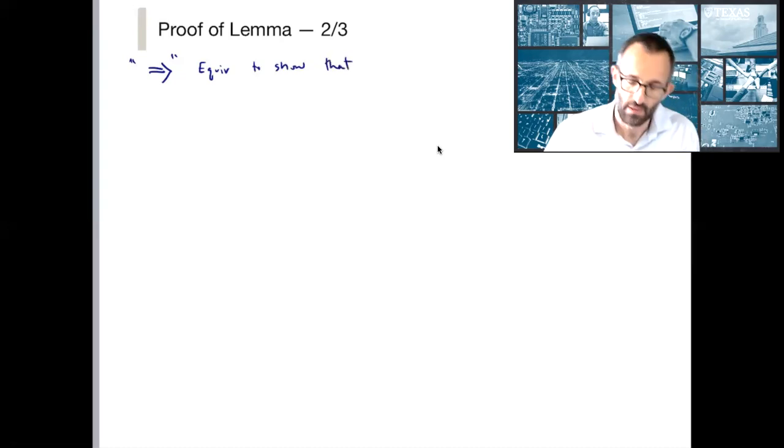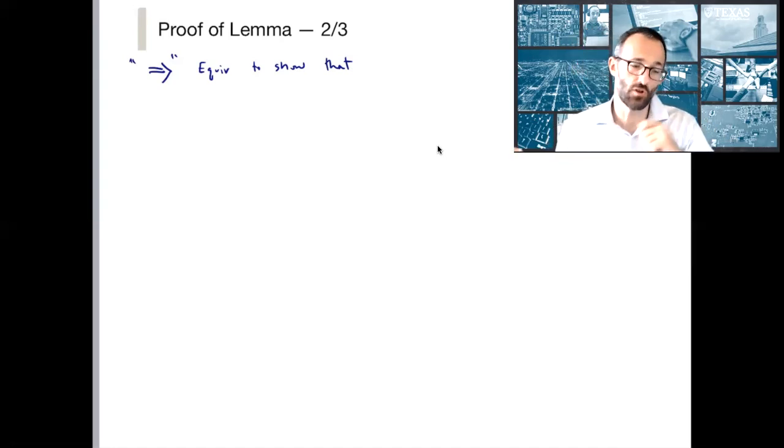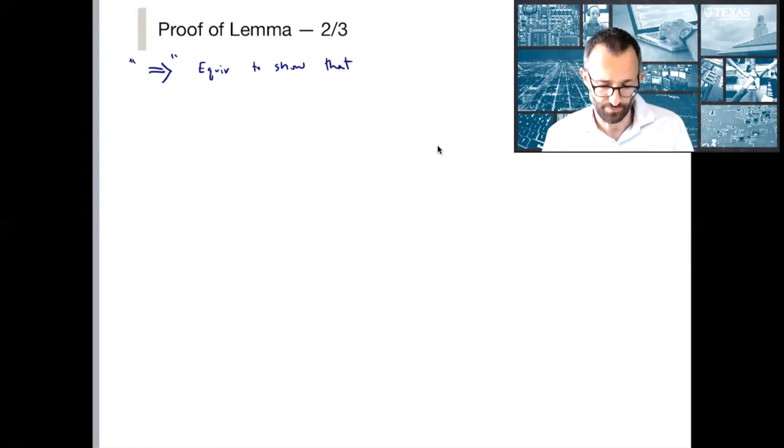So it's equivalent to show that if there exists an augmenting path in G, there exists an augmenting path in G mod B, is the same as saying that there is no augmenting path in G mod B implies there is no augmenting path in G.